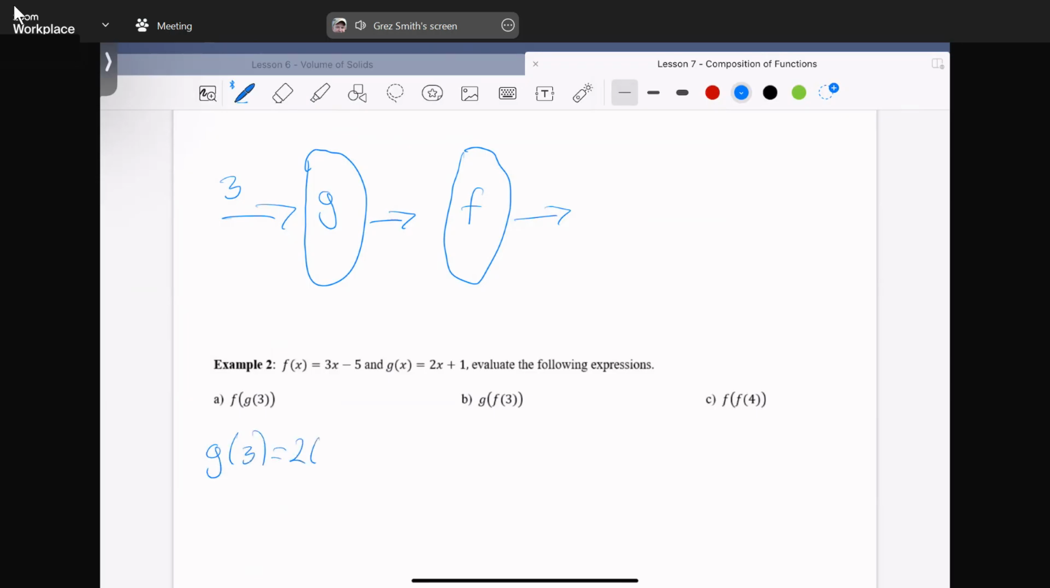That would mean we've got 2 bracket 3 plus 1, which gives us 6 plus 1, which is equal to 7. So out of there goes 7. So into f goes the value of 7. F is there, so that's going to be 3 times 7 minus 5. 3 7's are 21, minus 5, 16. So coming out of there is going to be 16. So the output from g goes into f as the new input. Have a go at finding g of f of 3 and f of 4. I'll give you 2 minutes for this one.